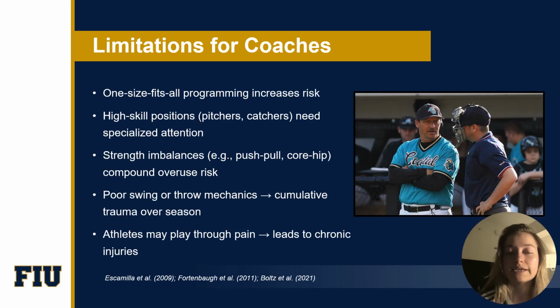One of the most common mistakes we see is using the same program for every athlete. Pitchers, catchers, and hitters all have completely different movement profiles and stress points. Another major issue is ignoring small imbalances like push pull or hip core asymmetries, which accumulate over a long season and increase injury risk. Poor swing or throwing mechanics, especially when fatigue sets in, can gradually tear down connective tissue. Coaches need to build systems that monitor athletes holistically: movement, recovery, mechanics, and even pain reports. That's how you build longevity in a sport like baseball.